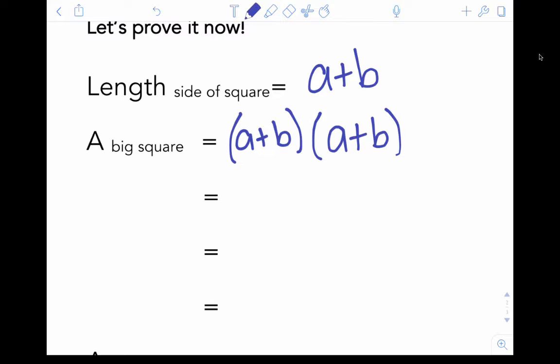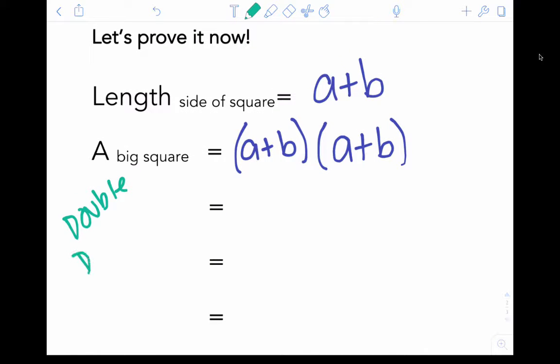Now the next couple of steps, we're just going to multiply this out and simplify it. We've never actually seen something like this before, so what we're going to do is a special kind of distribution called double distribute. So we're going to double distribute right here. That means we're going to take every part of the first parentheses and distribute it through, or multiply it, by every part of the second parentheses.